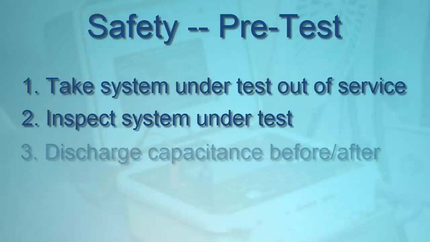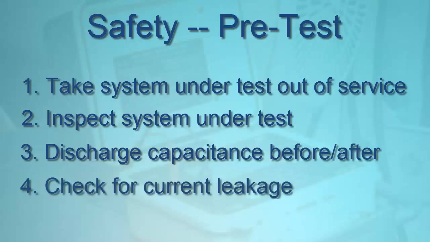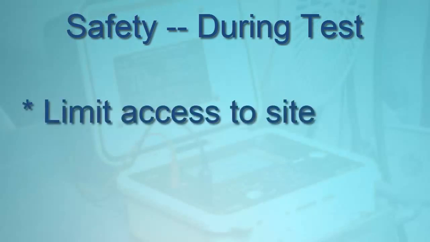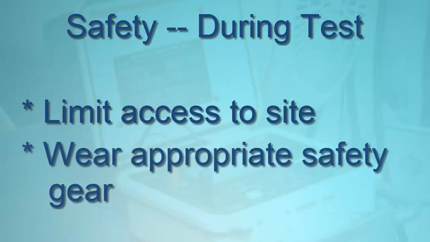Also, be sure to discharge capacitance before and after conducting an insulation resistance test. Note that AEMC megohmmeters automatically discharge capacitance when not running a test. Finally, check current leakage at switches and other connections. When performing the test, restrict personnel access to the test site. Also, be sure to use personal protective gear, such as gloves, where appropriate.